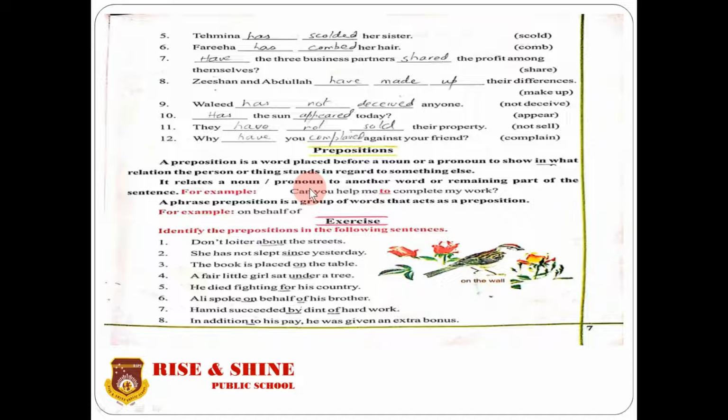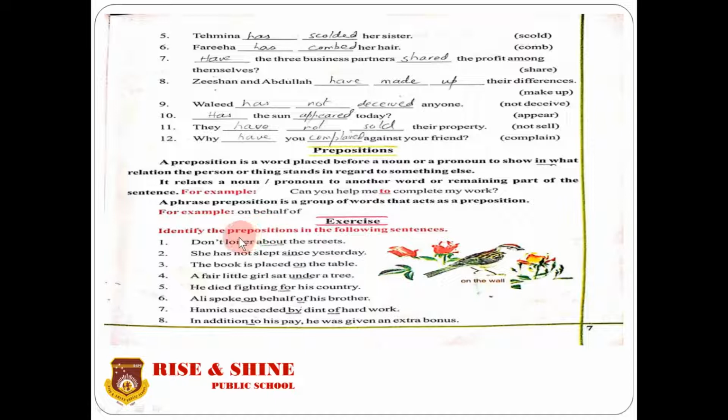And another type of preposition is a phrase preposition. You can have a look at the definition. A phrase preposition is a group of words that acts as a preposition. For example, on behalf of, along with, by dint of. It means the group of words that acts as a preposition will be called a phrase preposition.